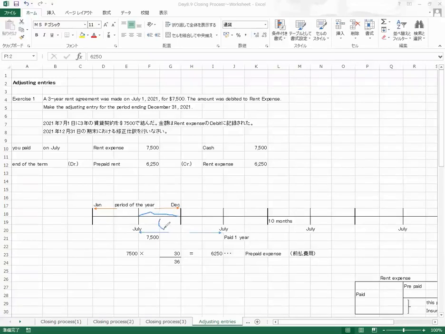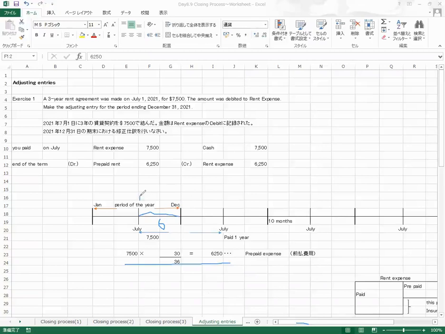6 months, and next January to... the remaining 30 months is prepaid expense. This formula shows us how much the prepaid expense is.